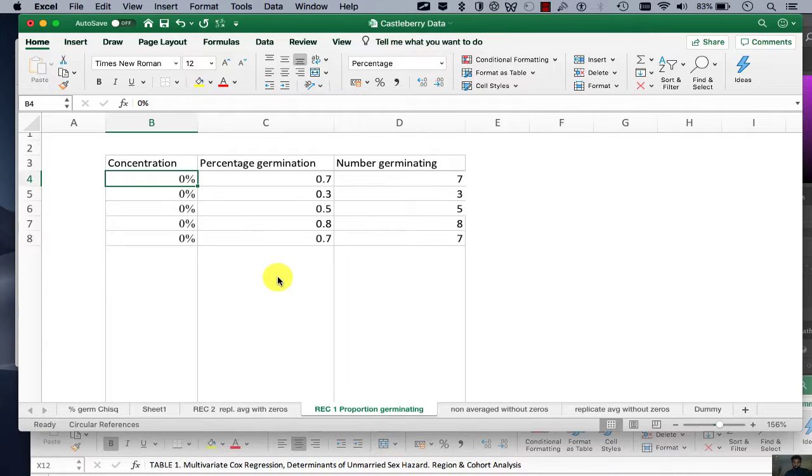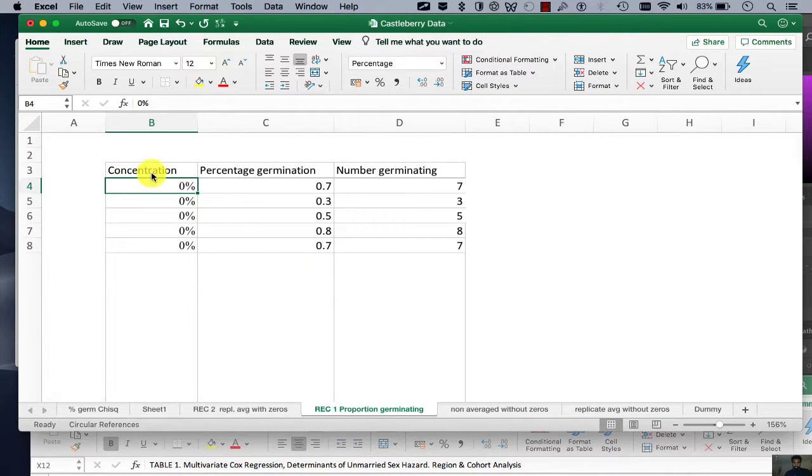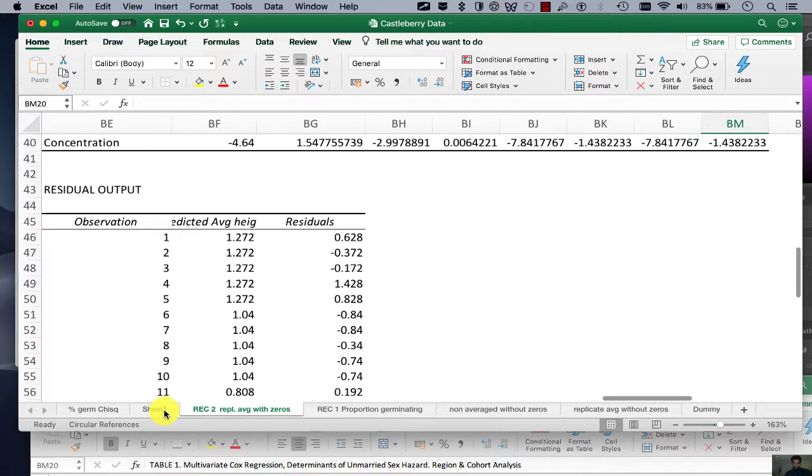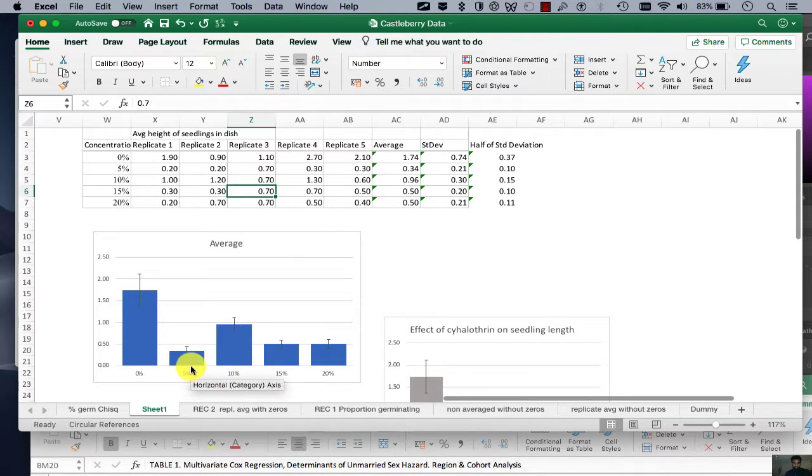Now you might also be interested in a bar chart for the percentage germinating. And to do that, you do it in just the exact same way that we created the bar chart for the seedling height. Let's see, where did we do that? I don't quite recall. So yes, we did it here.